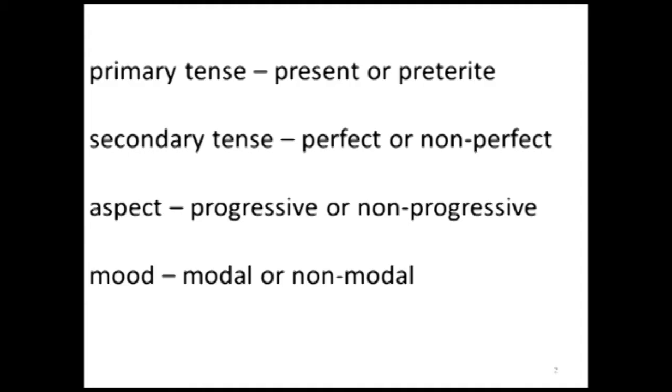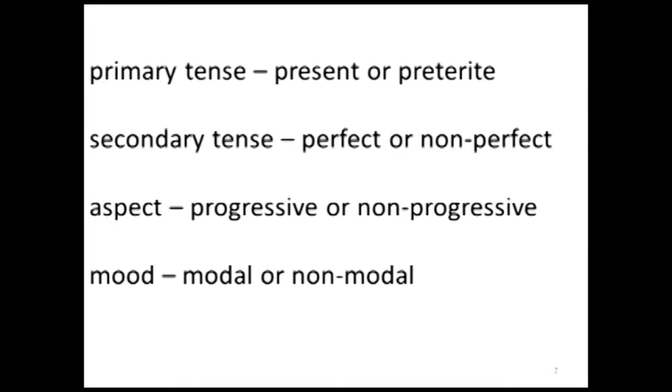There are actually two tense systems, a primary tense system and a secondary tense system. Here you can see the way that verbs categorize in each of the systems. There are only two dimensions. They're not as complicated as they could be, right? The primary tense can only be either present or preterite. Secondary tense can only be either perfect or not perfect, which is the default.